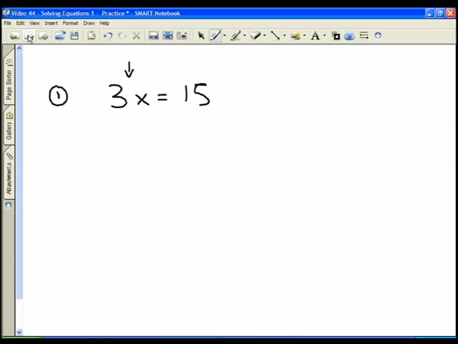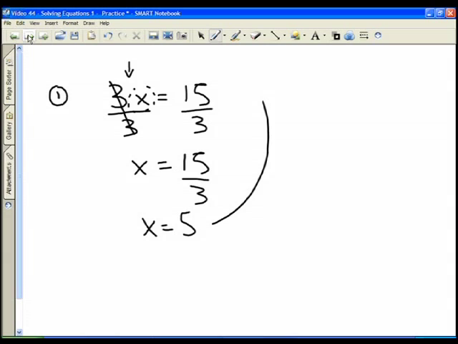So in order to get rid of the 3 and get the x all by itself, we have to do the opposite operation. So we divide by 3. And if we divide by 3, that gets us the x all by itself. The other rule of equations is that whatever you do to the left side of the equation, you must also do to the right side. So we divided the left-hand side of the equation by 3. We must divide the right-hand side of the equation by 3 as well. And now we have x is equal to 15 divided by 3, and 15 divided by 3 is 5.